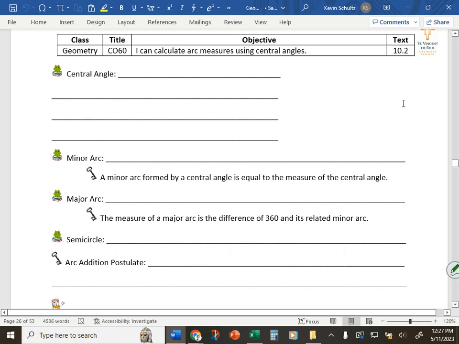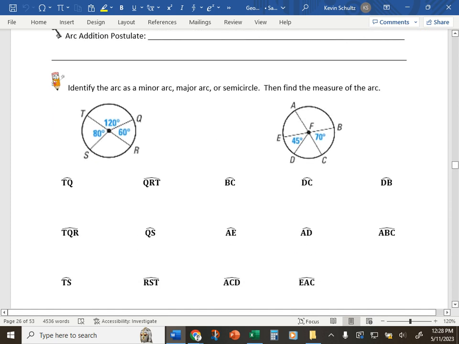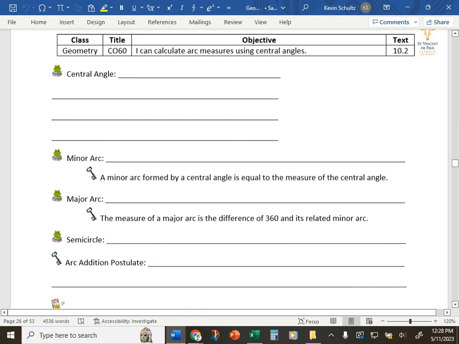Geometry, we're going over CO60, which is calculating arc measures using what are called central angles. Just like the angles of a triangle or a quadrilateral or any polygon have measures, a circle has measures as well, but it doesn't really have any angles. It has arcs. An example would be down here below. Arc AB would be the distance around the outside of the circle from A to B. Arc measures are also measured in degrees.